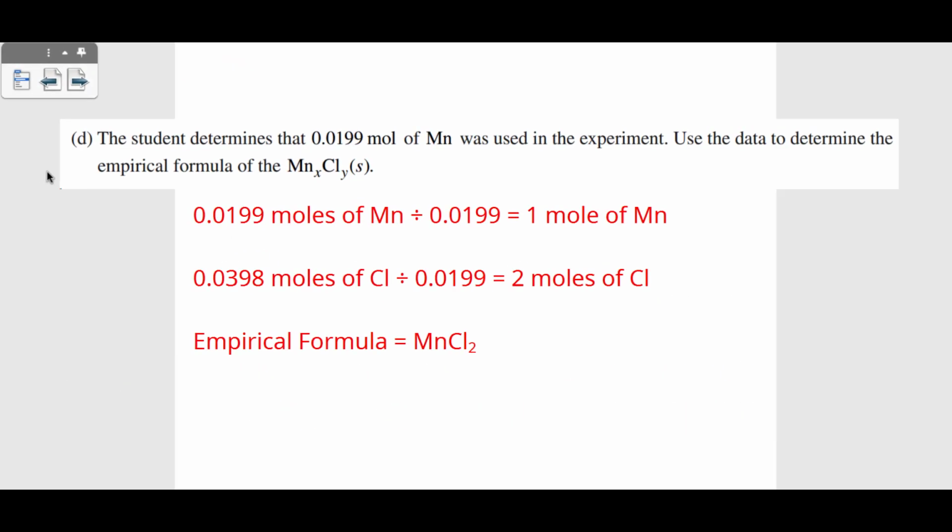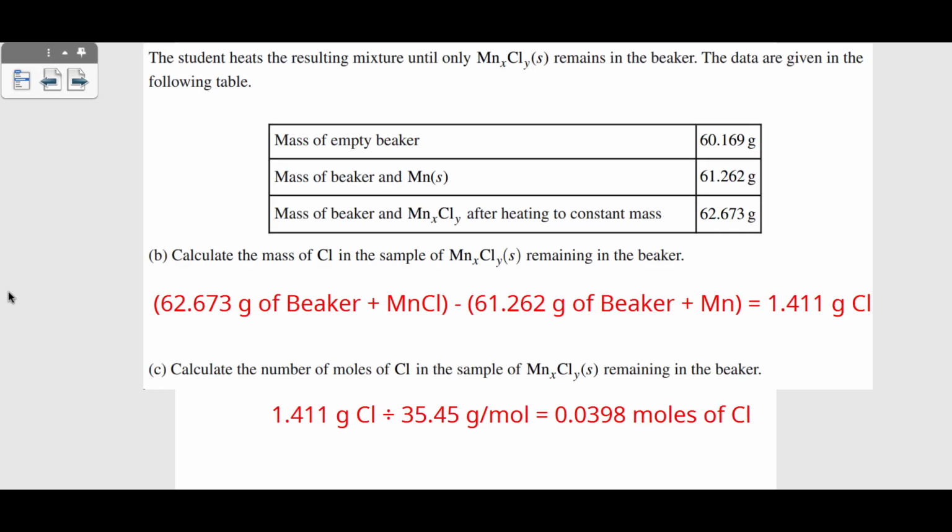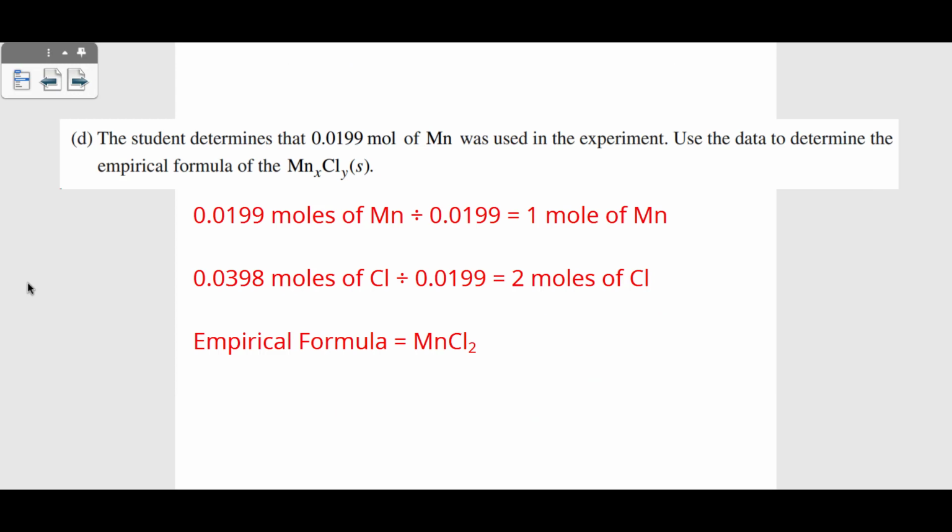Well, we're going to want to try to find the empirical formula. So we're going to take those moles of chloride, but we also need the moles of manganese. And you can see in part D they gave us the moles of manganese, 0.0199 moles of manganese. You could have found the moles of manganese by taking the mass of the beaker and the manganese, subtract from the beaker, divide by the molar mass of manganese, and guess what? You would have gotten the exact same amount, 0.0199 moles of manganese.